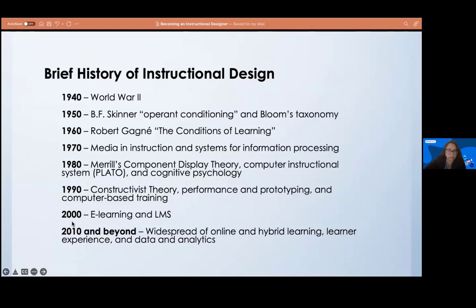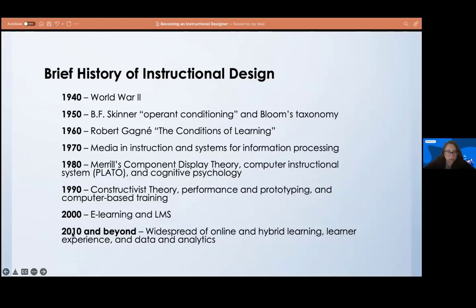In the 2000s, we started seeing what we now know as e-learning, and it was especially for the private sector, mainly for onboarding practices within the industries. And we also had the introduction of learning management systems, LMSs, which became a one-stop tool for all instructional design needs.